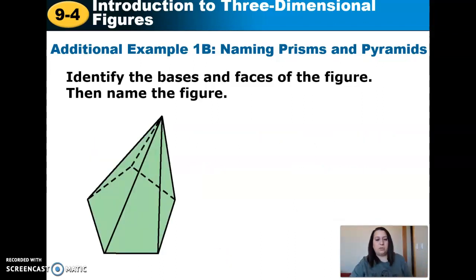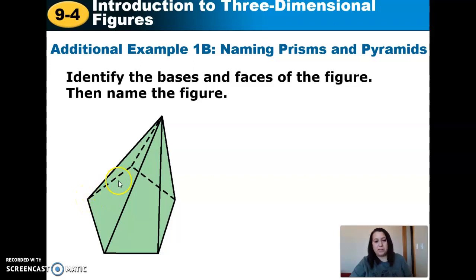Okay, let me get to a pyramid. So now here's the next one. We have a base down here, just one base. Do you see a base up here? Nope, it creates a point. So that point is our dead giveaway. This is telling us that this is a pyramid. So what we have to do is figure out our base and then we can name it.